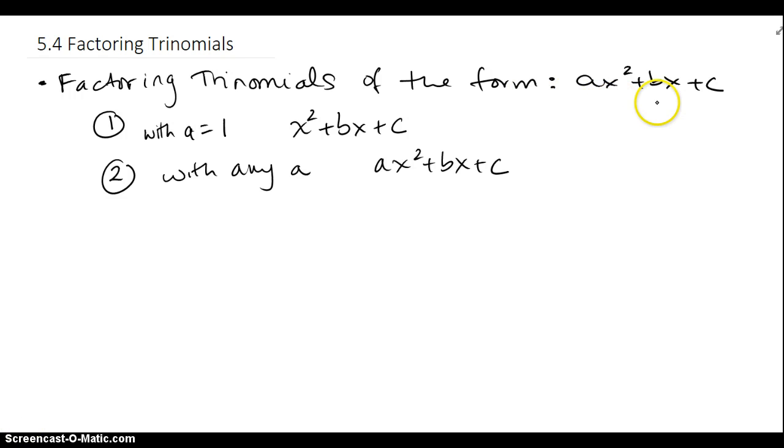Factoring trinomials of the form ax squared plus bx plus c is what we're going to focus on here. The first case we look at is all the ones that start with a leading coefficient a equals 1. So the leading coefficient is always 1, and then b and c could be different constants. Then once we master that, we're going to move on to the trinomial starting with any value a.